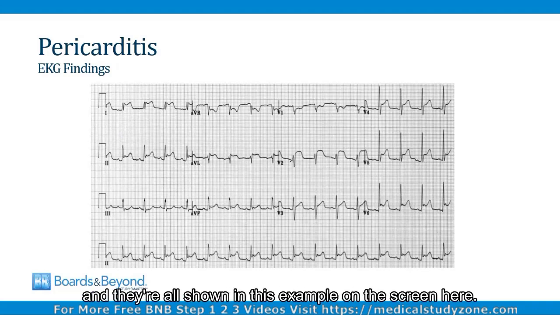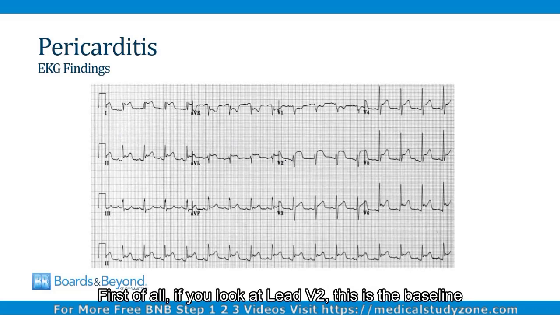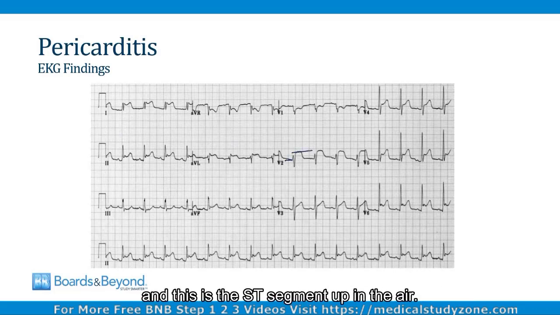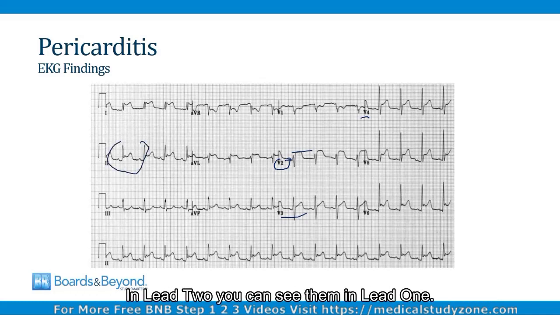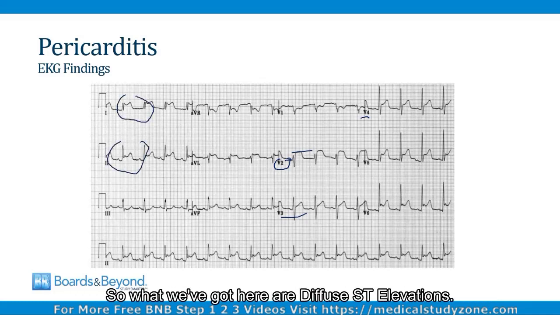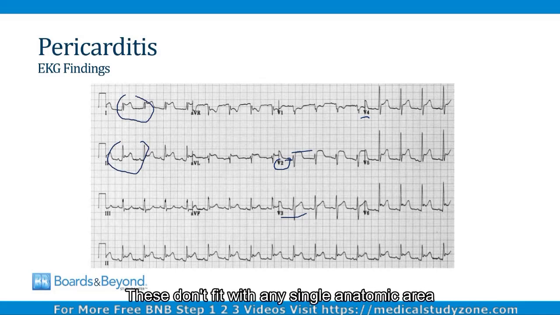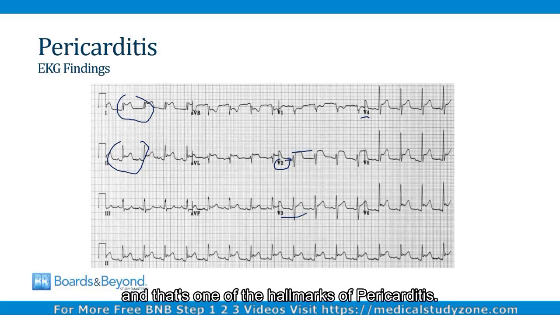First of all, if we look at lead V2, this is the baseline, and this is the ST segment up in the air. So the ST segment is elevated in lead V2. You can also see ST segment elevations in V3, V4, V5, and V6. You can also see them over here in lead 2. You can see them in lead 1. So what we've got here are diffuse ST elevations. These don't fit with any single anatomic area like the inferior wall, the anterior wall. There are diffuse ST elevations, and that's one of the hallmarks of pericarditis.